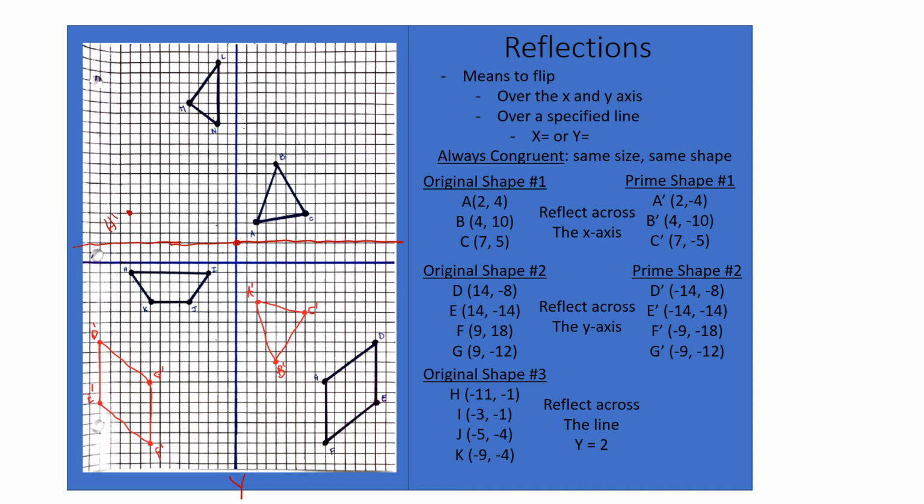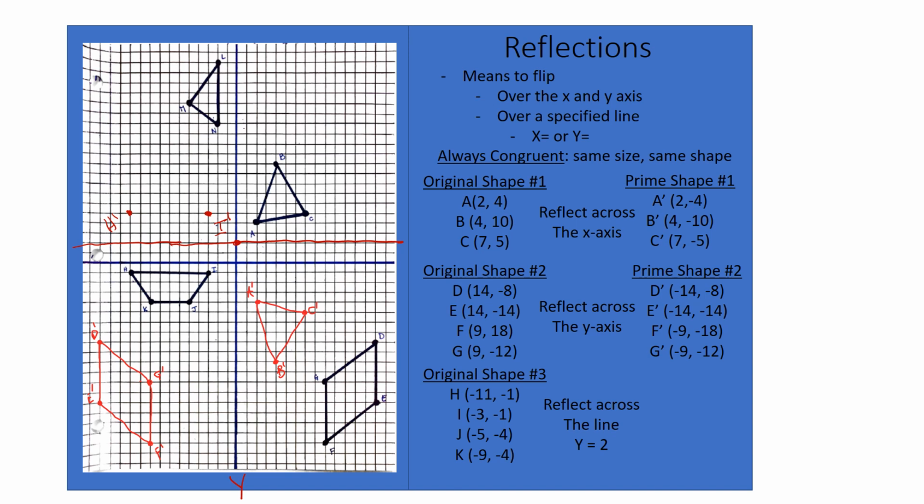Put your pencil on letter I and count to the line. 1, 2, 3. Because we are reflecting, we have to go 3 more. 1, 2, 3. I put my point and I label it I prime. Then we're going to move on to letter J.